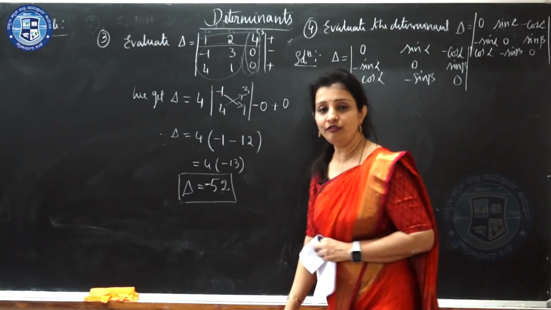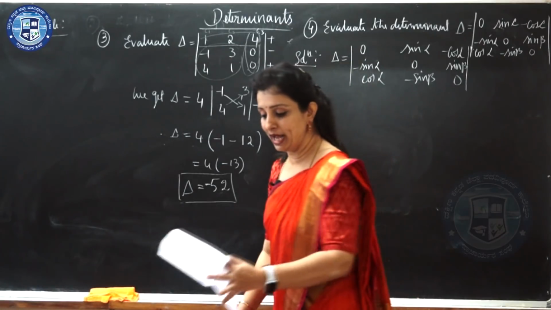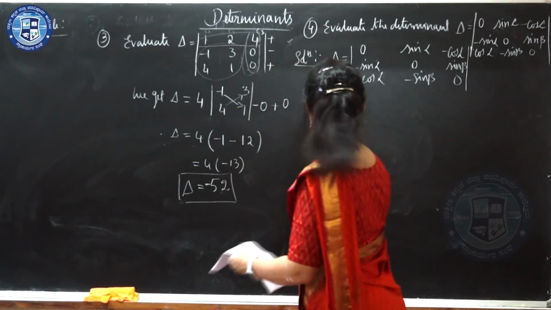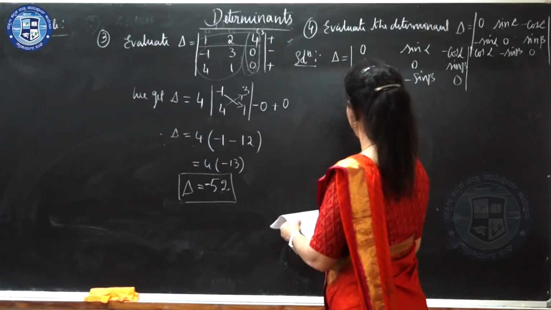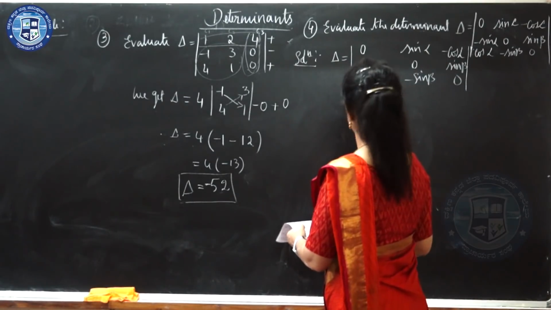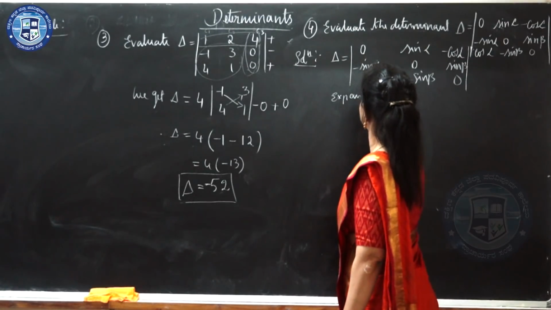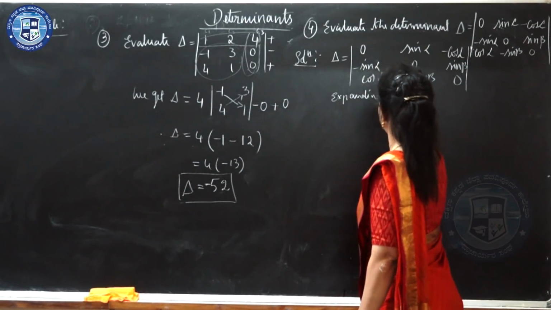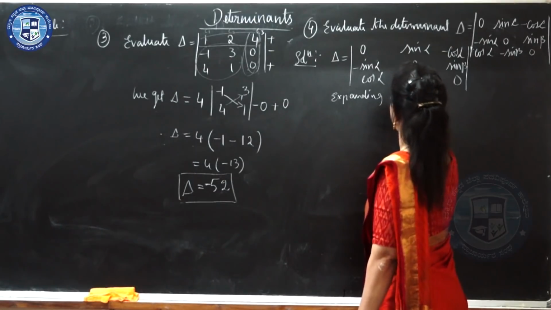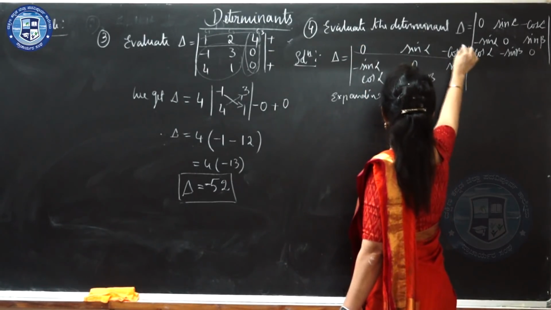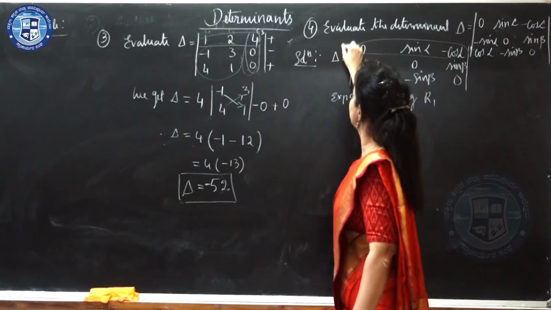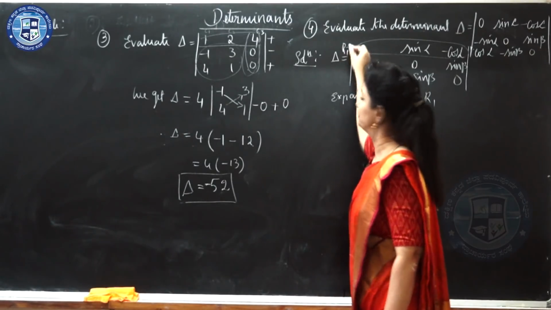Okay, so we can expand it along any row or any column. You have learnt how to expand it along the rows, different rows or different columns. Now expanding along R1, row 1. So these three elements, expanding along the first row elements R1.